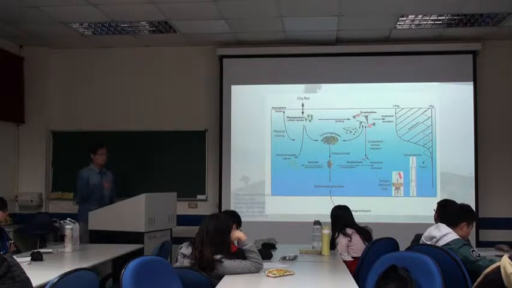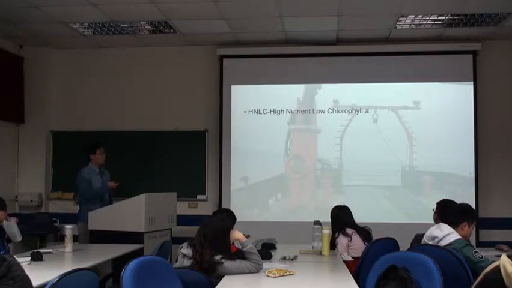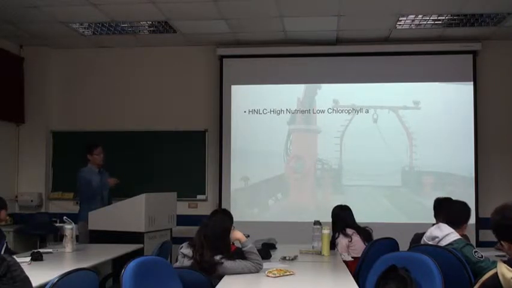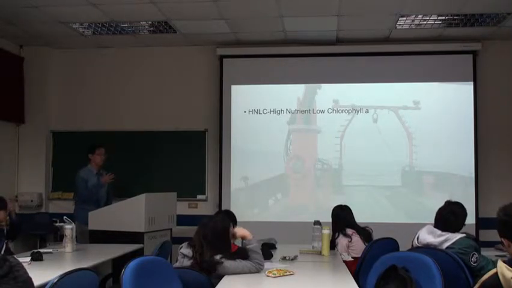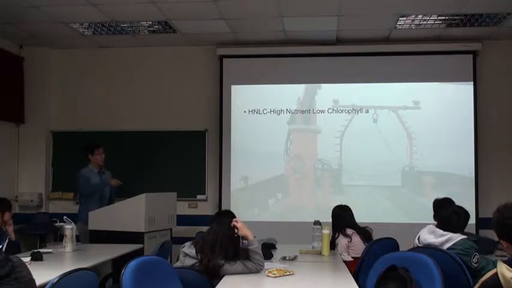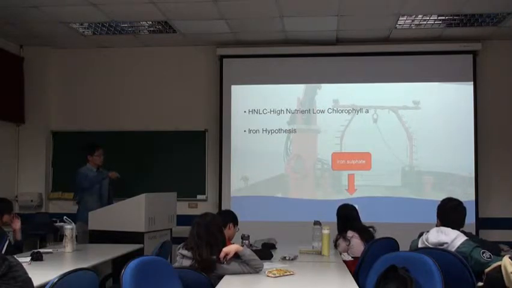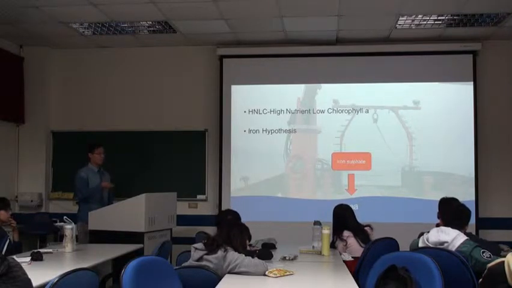So the scientists wanted to see if that experiment can work. And the scientists found the HNLC, the high nutrient, low chlorophyll a regions. We want to know why they have low chlorophyll a. So scientists wanted to know if it is a lack of iron, and the iron hypothesis came. The iron hypothesis was to throw iron sulfate into the sea to see if the algae will grow more or faster.